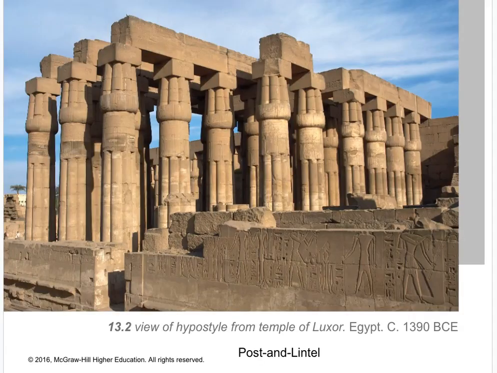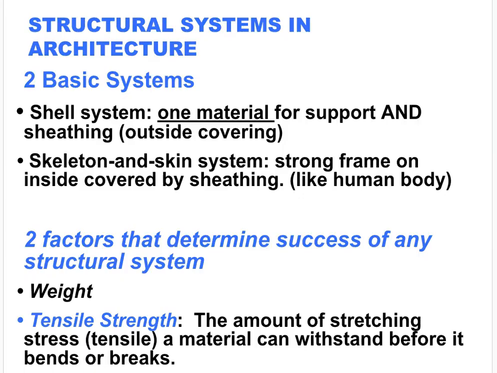So this is an example of a hypostyle temple. It is post and lintel, so let's think about all the things that this categorizes as. This would be considered a shell system because one material is the support and the sheathing, outside covering. There isn't really an outside covering here, is there?